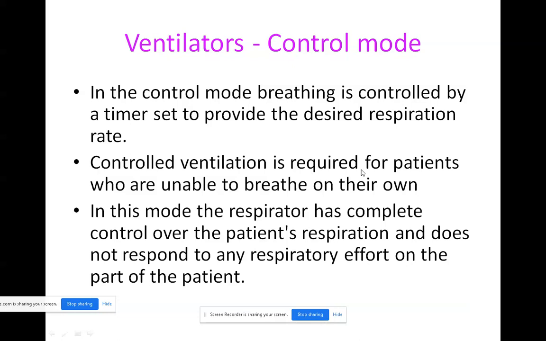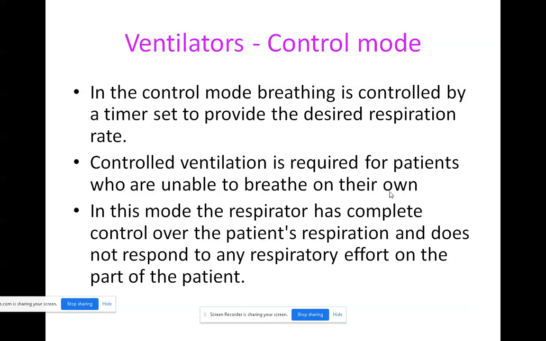Controlled ventilation is required for patients who are unable to breathe on their own. So patients who are unable to breathe on their own will be provided with control mode ventilators. In the assist mode, the patient will breathe on their own, and whenever they are feeling difficulty, only at that time will you be placing the ventilator. That is assist mode. In control mode, you will continuously have the ventilator on the patient.